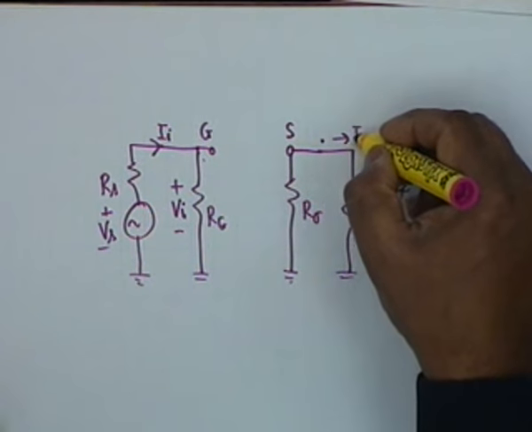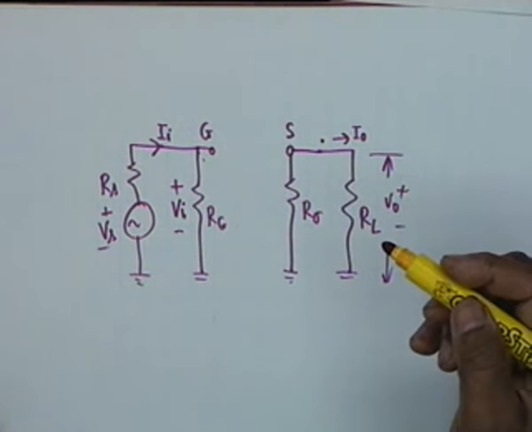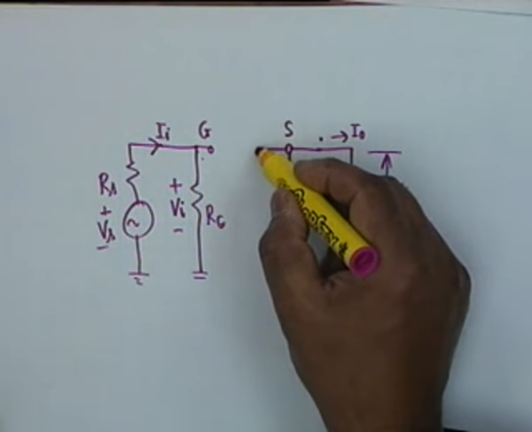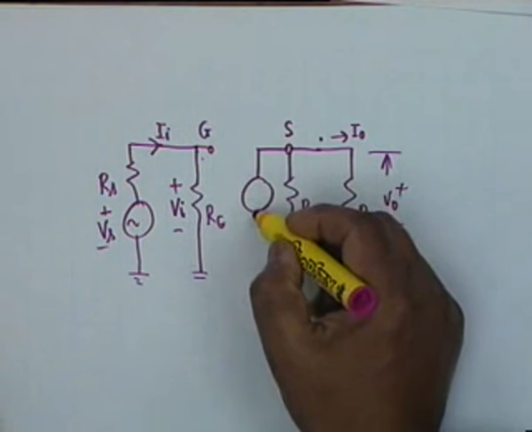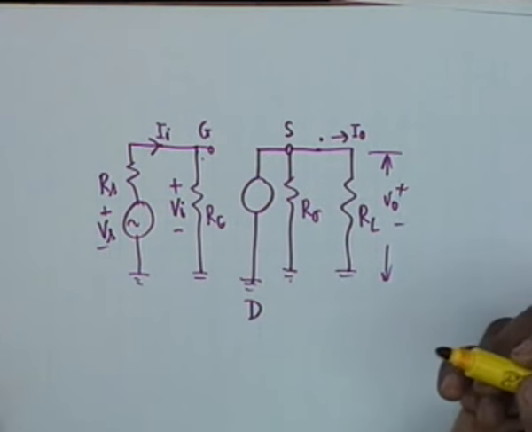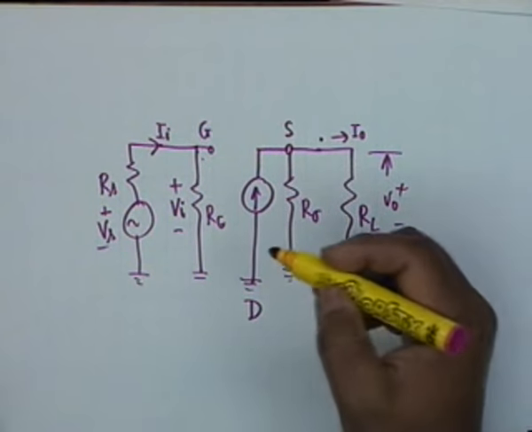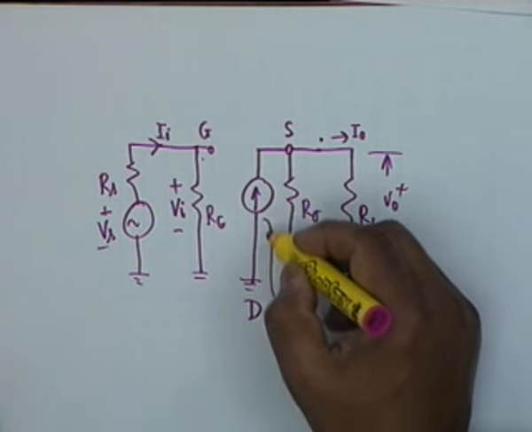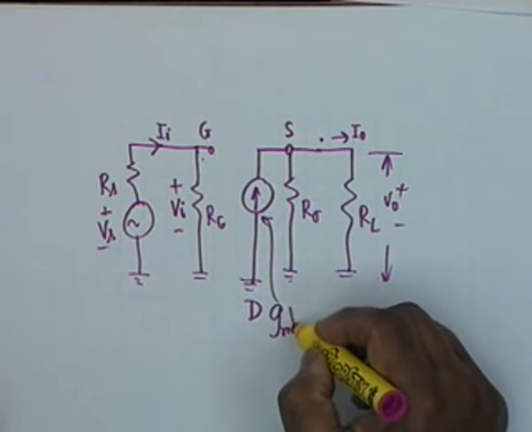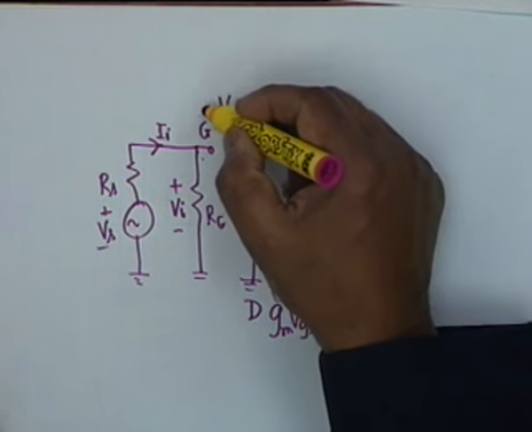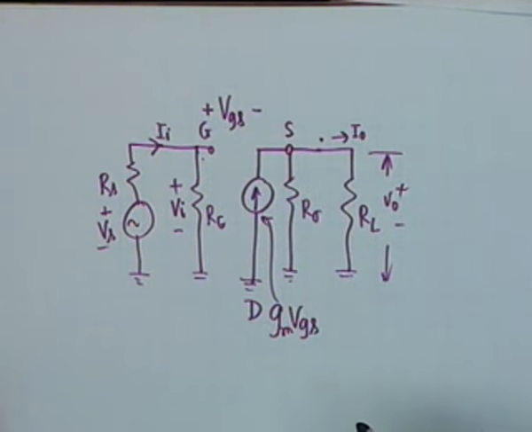and this is I0. In addition, from the drain to the source we shall have a current generator. The drain is grounded, from the drain to the source, so it would be in this direction, and the value of the current generator would be gm times VGS, and VGS is this voltage, plus minus. Okay, this is the story as far as the equivalent circuit is concerned.